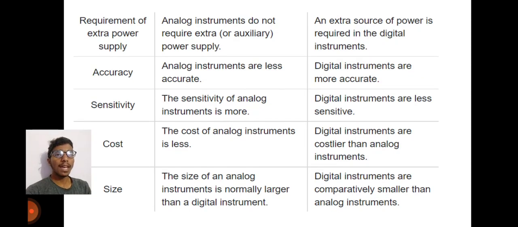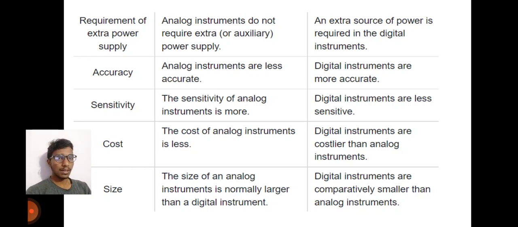Requirement of extra power supply. Analog instruments do not require an extra power supply. Analog instruments need low power, and an extra source of power is required in the digital instruments. And based on accuracy, analog instruments are less accurate and digital instruments are more accurate.